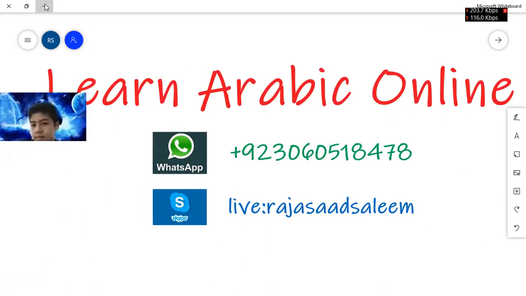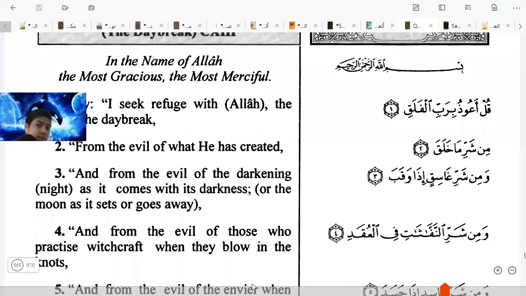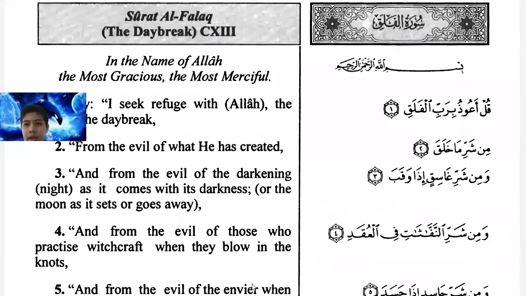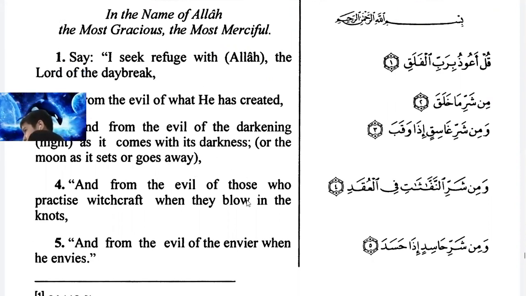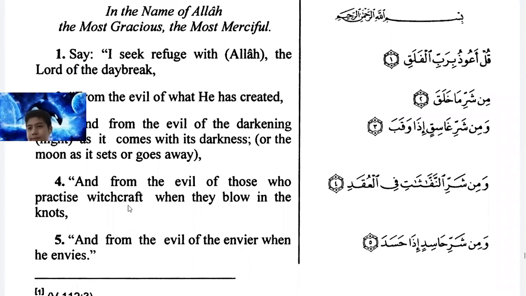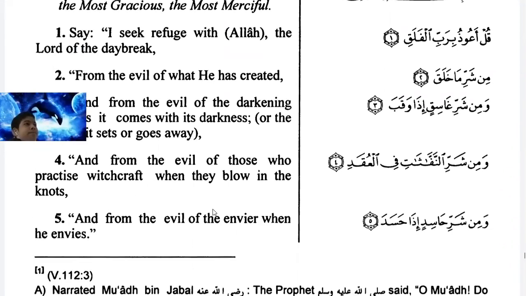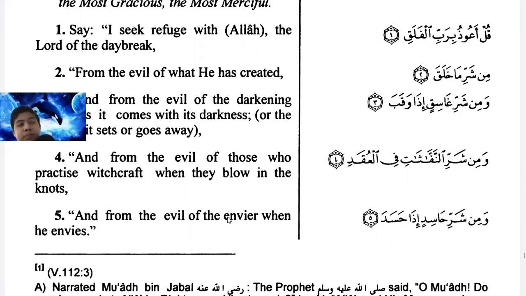So do you remember what we learned in this surah? It's about how we have evil in ourselves. Here we ask about the witchcraft. We ask Allah to protect us from everything: from the dark, demons, other jinns, animals, insects. Then we ask for protection from bad stuff, from the witchcraft, and then we ask Allah to protect us from the envier, the jealous person.